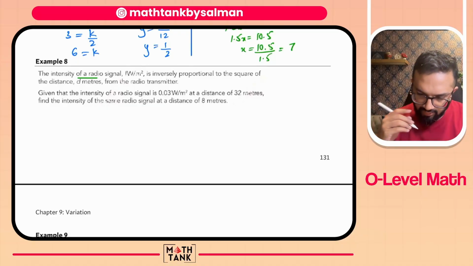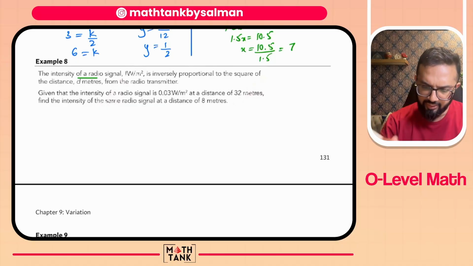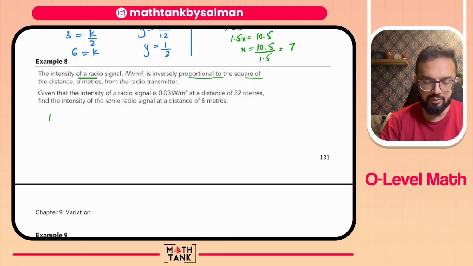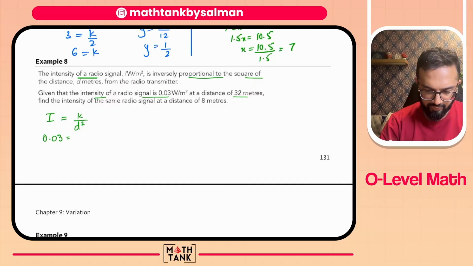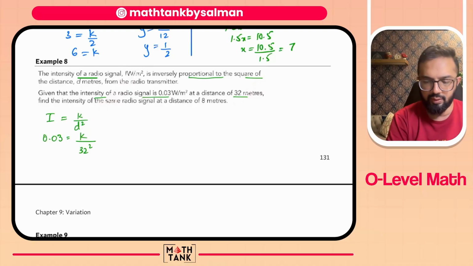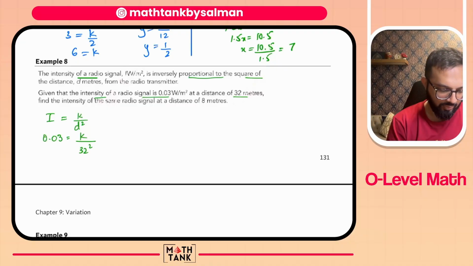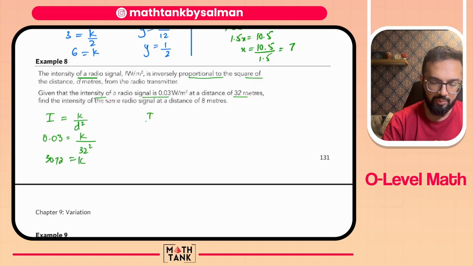I think I is the letter, is inversely proportional to the square of the distance. So I can write that I equals k over d squared. Given that the intensity of a radio signal is 0.03 at a distance of 32 meters, so that's 0.03, 32 squared. Find the intensity of the same radio signal at a distance of 8 meters. Okay, so 0.03 into 32 squared gives me 30.72. So I equals 30.72 over d squared.